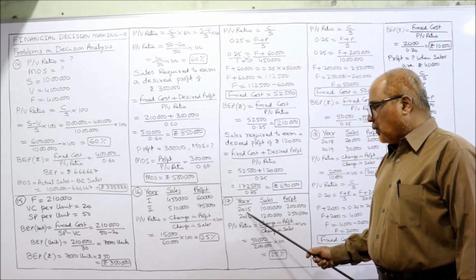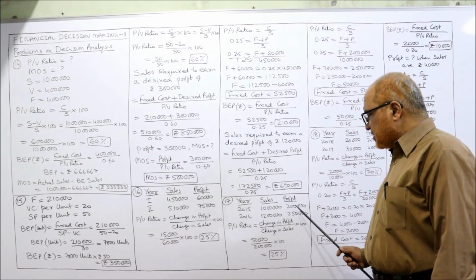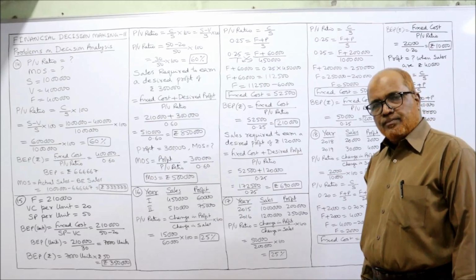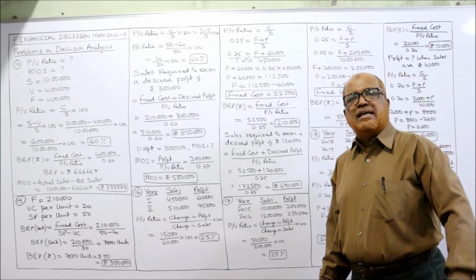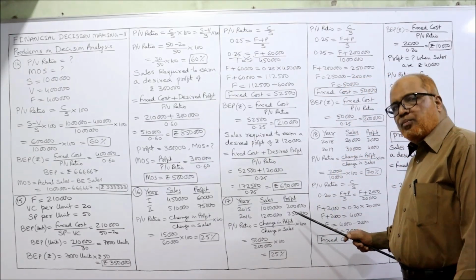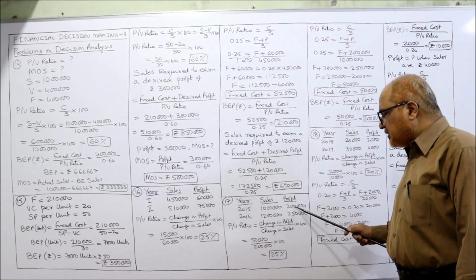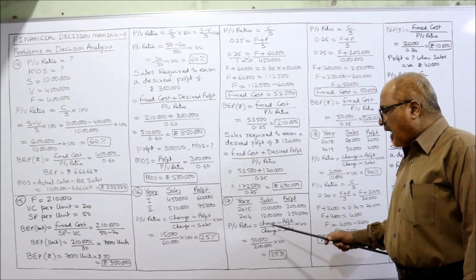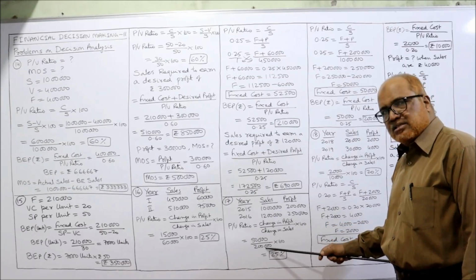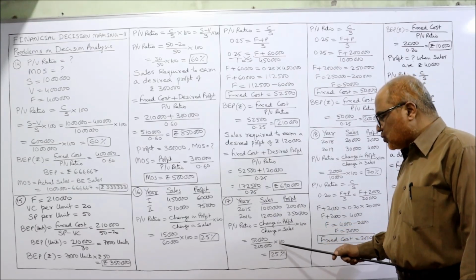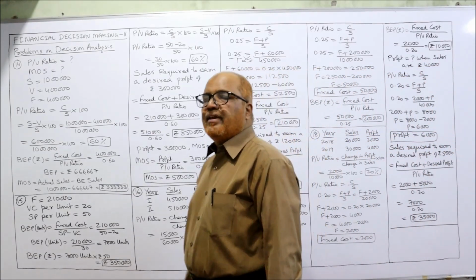Now, year 2015-2016, sales are 10 lakh, 12 lakh. Profit are 2 lakh, 2,50,000. Formula as usual, PV ratio is equal to change in profit by change in sales into 100. Change in profit, last year profit 2 lakh, current year 2,50,000. So 50,000 is the change in profit. And change in sales, 10 lakh to 12 lakh, 2 lakh rupees is the change in sales. So 50,000 by 2 lakh into 100, 25%. That is the PV ratio.